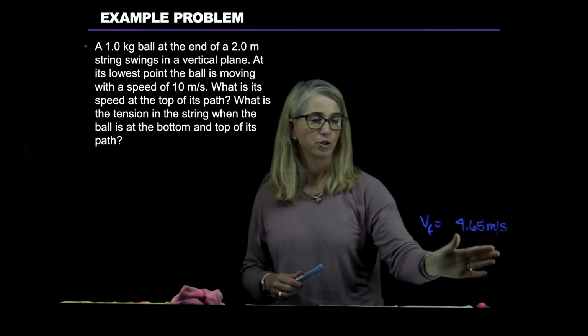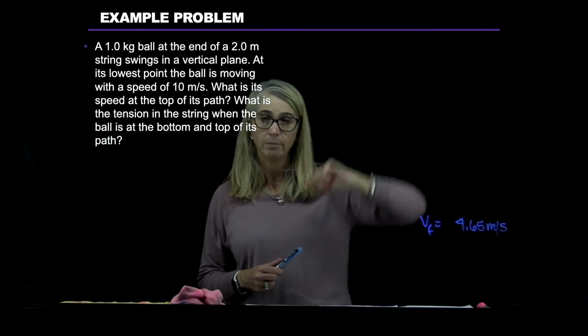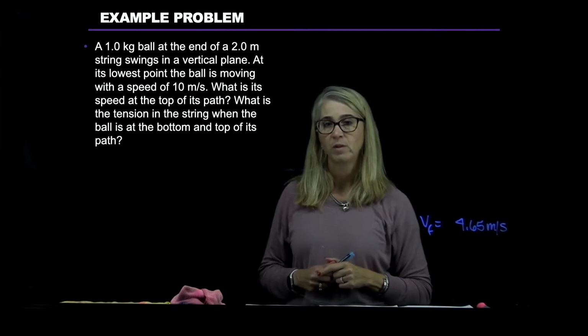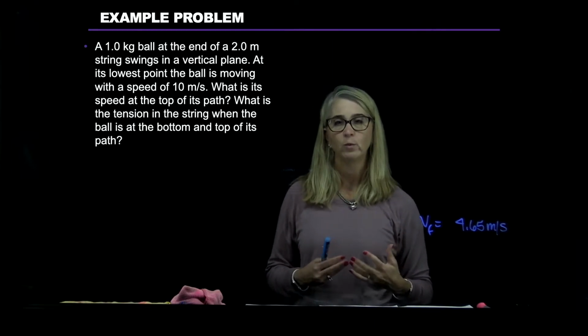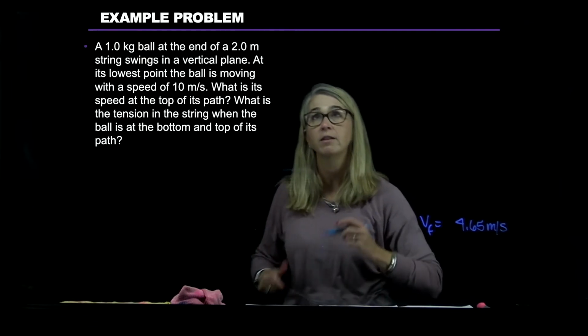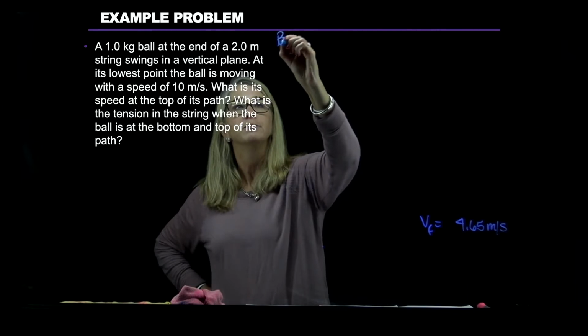So this is just a reminder that this is the velocity of the ball when it's at the very top. We also see that at the beginning it was 10 meters per second. The next part is we're asking what is the tension in the string when the ball is at the bottom and the top of its path. So let's look here.